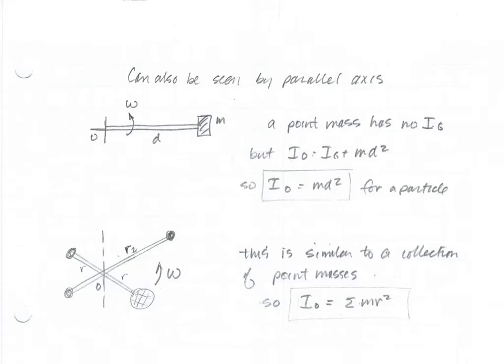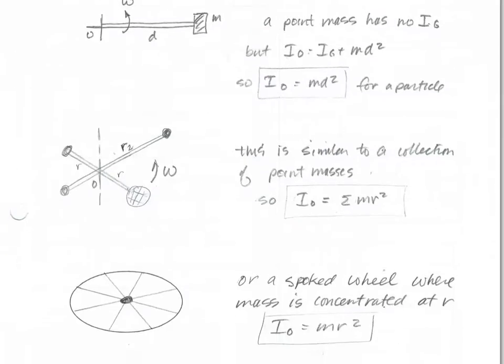This can also be seen by looking at the parallel axis. If you have a point mass out here, again we say that the mass moment of inertia about its own center of gravity is equal to 0. But if you're located about some other point with some lever arm here, then it's not equal to 0. And we'll use the parallel axis theorem to understand that. I about O is equal to I about G, which is 0, plus m d squared. So we know that I O for a particle, a point mass, is equal to m d squared.